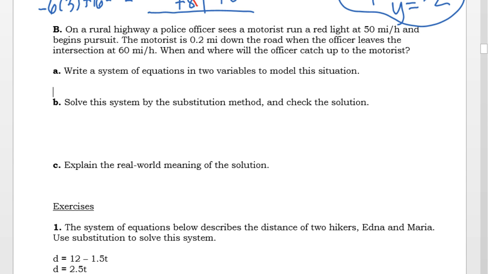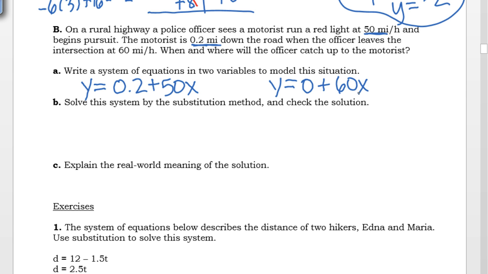If I'm looking at the motorist, he was 0.2 miles down the road, so that is his starting point. And he was traveling at 50 miles per hour, so that is his speed or his rate of change or his slope. The officer was at the intersection, so his starting point is technically 0. And he was traveling 60 miles per hour. So normally when we write an equation, if the intercept is 0, we would just leave that off. So really we just have y equals 60x.